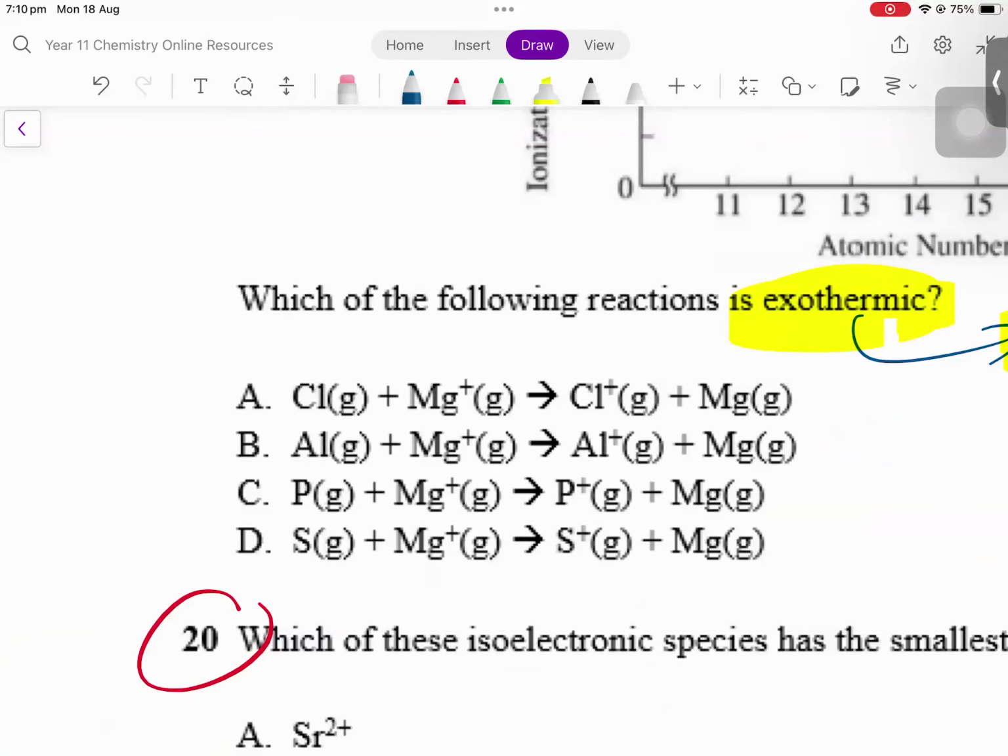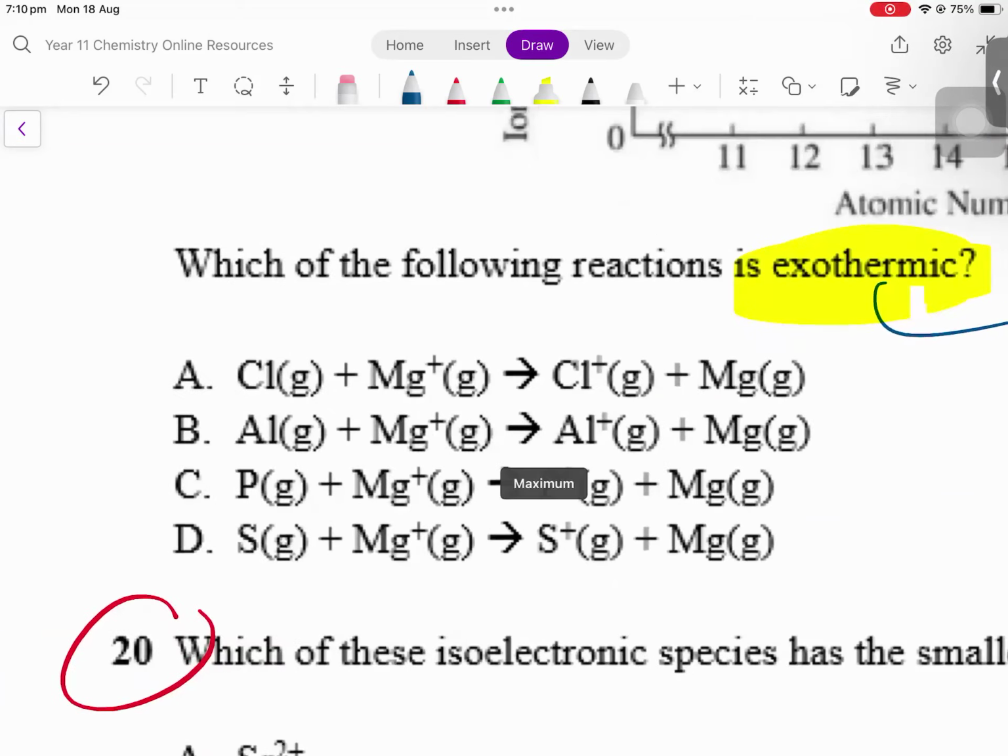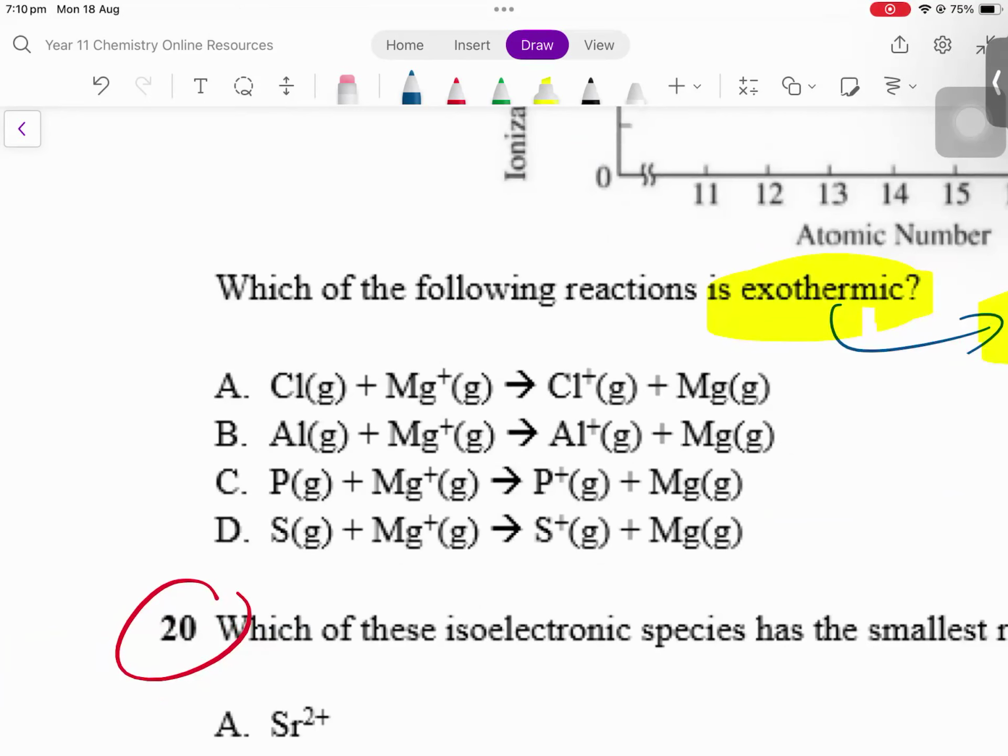You have a few different cases. You've got chlorine, aluminium, phosphorus, and sulfur. Those ones are going to be changing, which means if I can look at something that stays the same the entire time, it would be a lot easier. Magnesium is the one that's staying the same in all of them. So it's going to be easier to think about it in terms of magnesium.